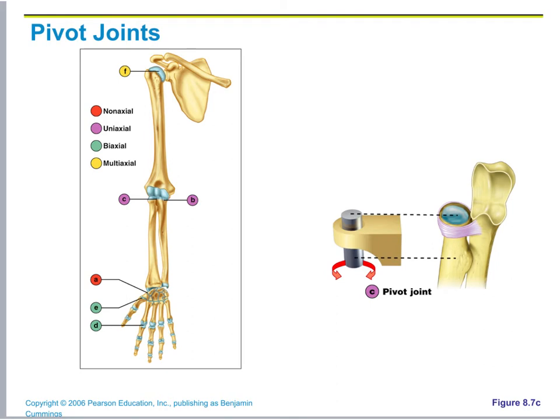Here in the diagram, letter C. This is your radial ulnar joint. Again, that's turning your forearm over and back. Pronation, supination, that's a form of rotation that occurs at a pivot joint. And the other one mentioned was at the vertebra, which is not shown here.